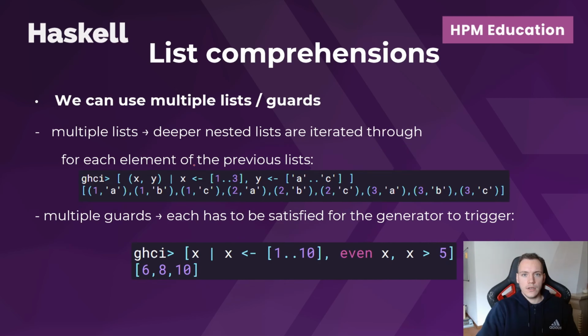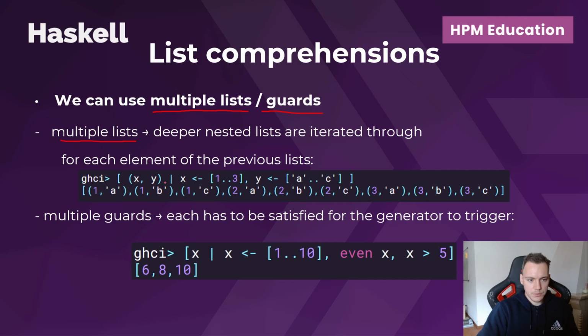and we do not use x as a generator at all. List comprehensions are very versatile, so we can work with multiple lists and multiple guards to create the new list. If we use multiple lists, then the deeper nested lists in the definition will be iterated through for each element of the previous lists.